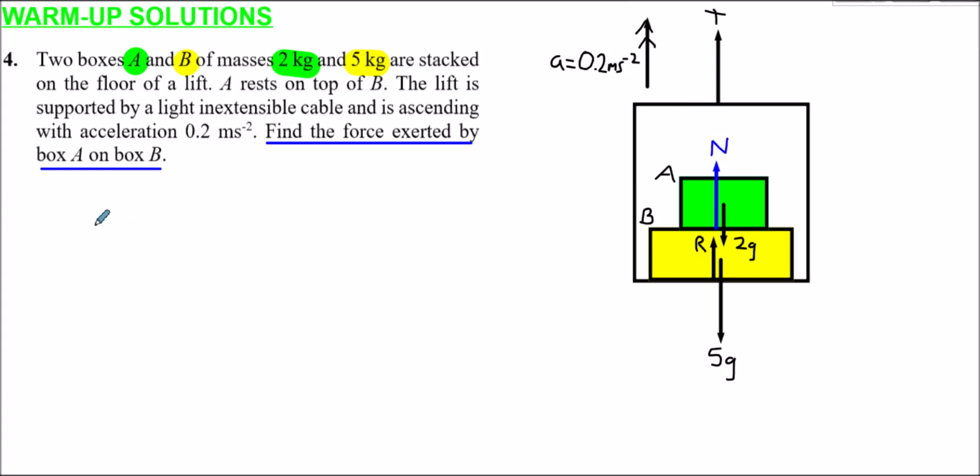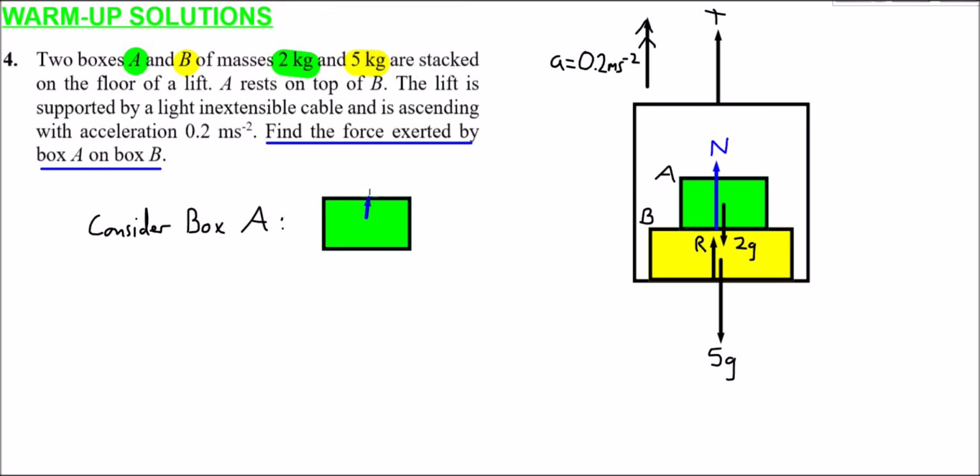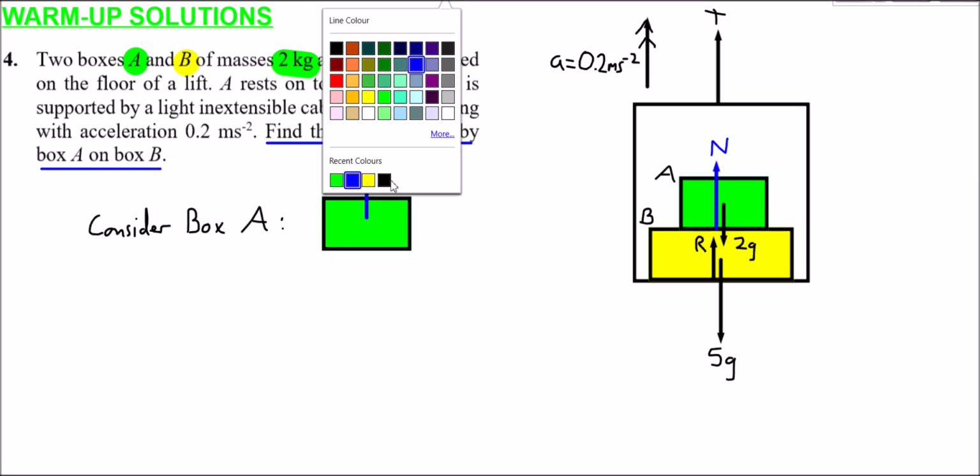So if we consider just box A and box A alone, like I said, this diagram seems to be a bit of overkill really, so I'm just going to consider box A on its own to the side. So obviously there's a normal reaction force pushing it up. That's what we're trying to find essentially. That's N going up. As well as that we have its weight of 2g acting downwards.